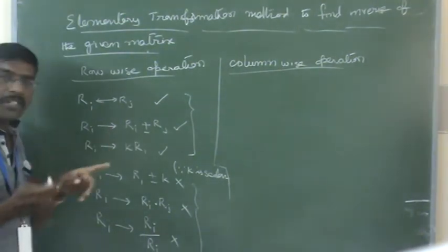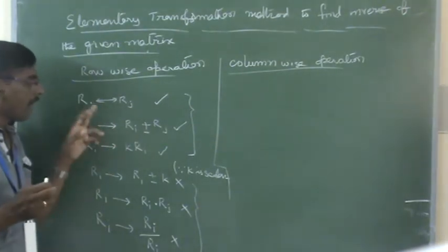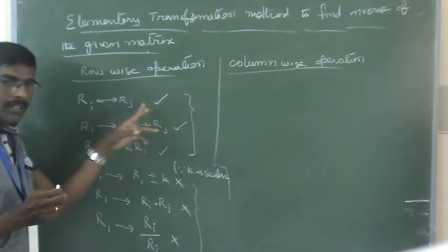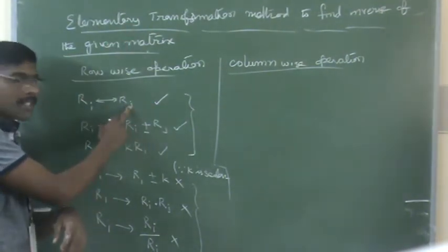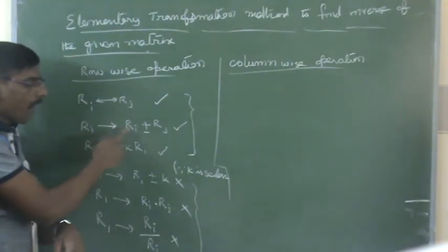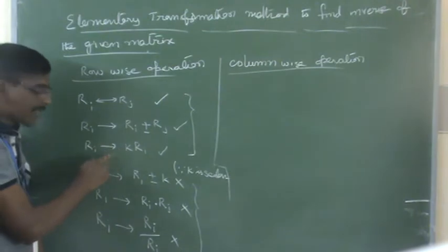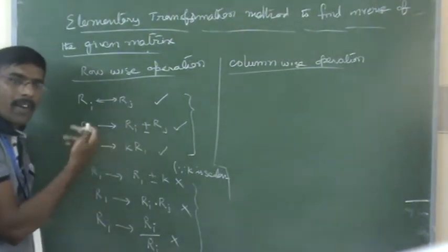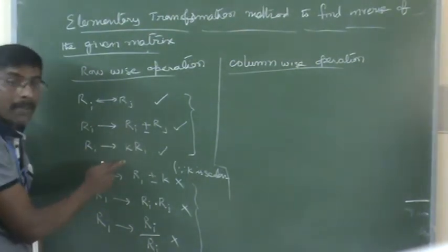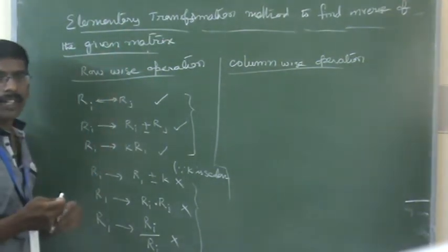I already taught this information to you, but I am teaching one more time. Listen very carefully. Ri interchanges to Rj should exist in elementary transformation. Ri tends to Ri plus or minus Rj exists. Ri tends to some scalar k into Ri exists. In the scalar place we can take any number: 2, 3, 1 by 2, 1 by 5. These should exist in elementary transformation to find the inverse of the given matrix.